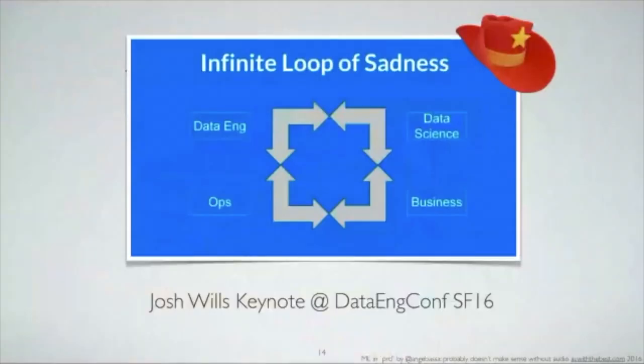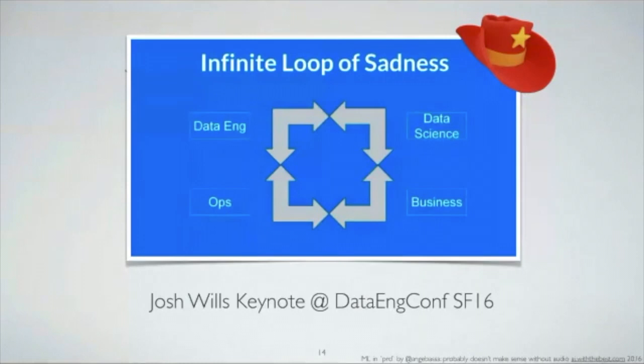But what I will tell you guys is that I'm not the first one to notice that things can go very wrong. Josh Wills gave a keynote at the Data Engineering Conference in San Francisco this year, where he introduced, and if you know Josh Wills, you know the big red foam cowboy hat, this concept of an infinite loop of sadness, where you have your data engineers who have unrealistic expectations of their data science team, who have unrealistic expectations of the business, who then have unrealistic expectations of what ops can deliver, who have unrealistic expectations of what data engineering can help them with, and vice versa.